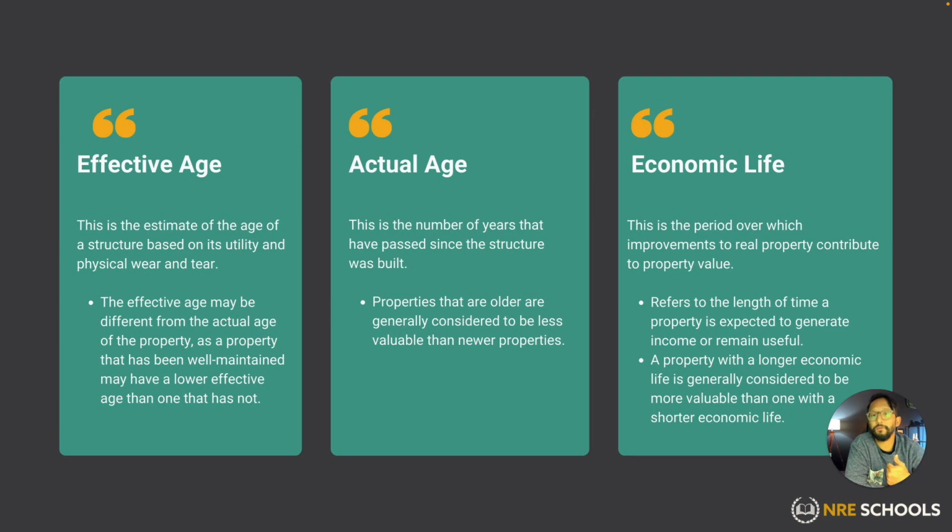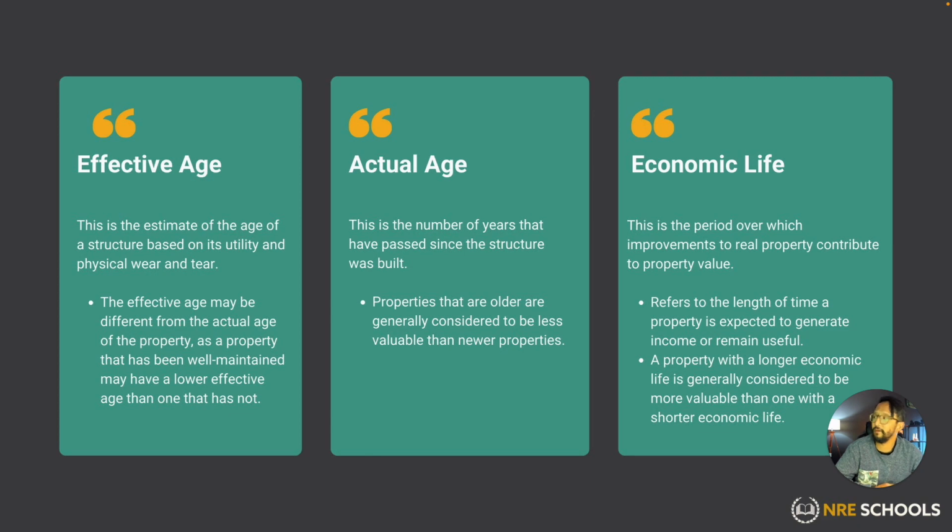If they fixed things when things needed to be fixed, if they upgraded at periods of time, if they maintained that property, that age is really low. Whereas if they didn't maintain it, that age is really high, because the condition of it is wearing down. It's in a state of decay.